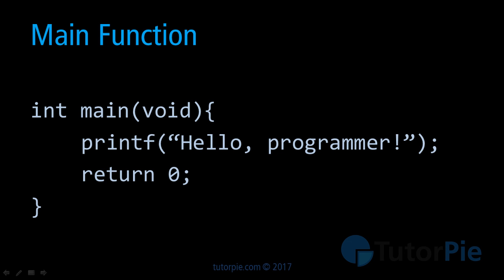So finally, a C program can have many functions in it, but every C program must have a main function. Without the main function, the program will not be executed. So the main function is a must for any C program.